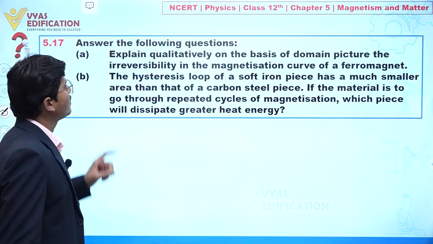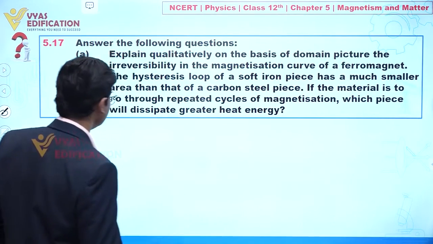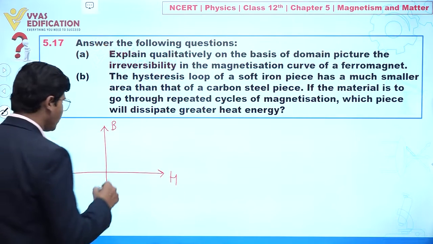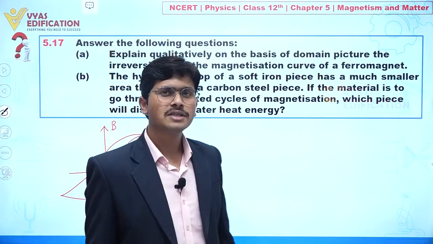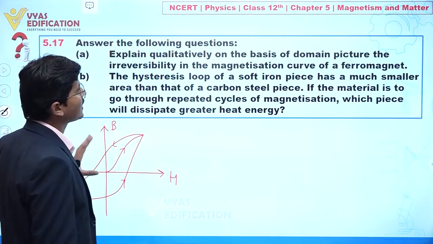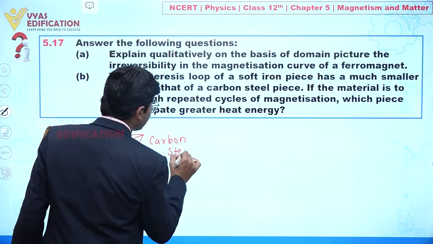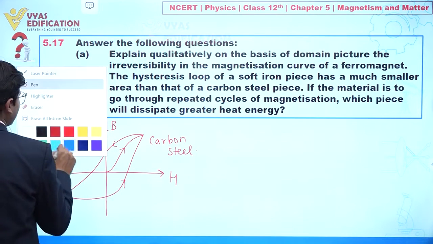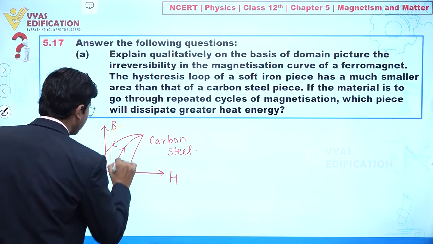In part number B, it is given that the hysteresis loop of a soft iron piece has a much smaller area than that of a carbon steel piece, clear. So I think you know the hysteresis loop. Let's suppose you draw a graph between B and H, clear, and the curve we draw is like this. If we draw this BH curve for two different magnetic materials, first I am drawing the curve for carbon steel, clear. And for a soft iron piece, how can we draw it? I can draw it like this, this one and this one.